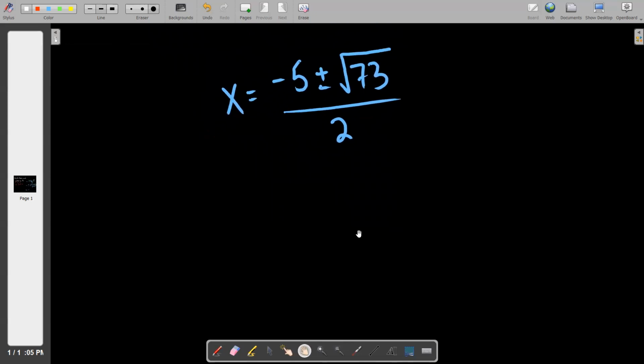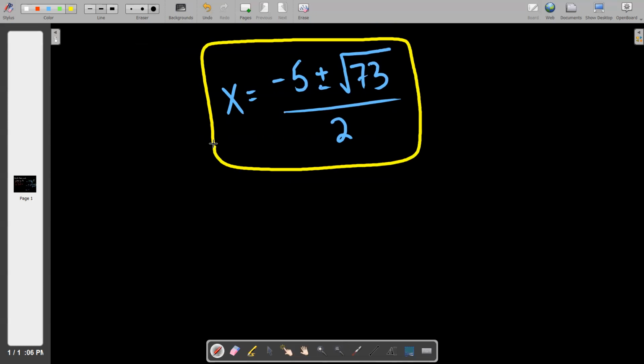So there are 3 things that can happen when you get to this juncture right here. On this one, I will tell you right now that this is the final answer. About 1/3 of the time, that will be your final answer. The other 2/3 of the time, there's other work we have to do. So what the work would look like generally is this.